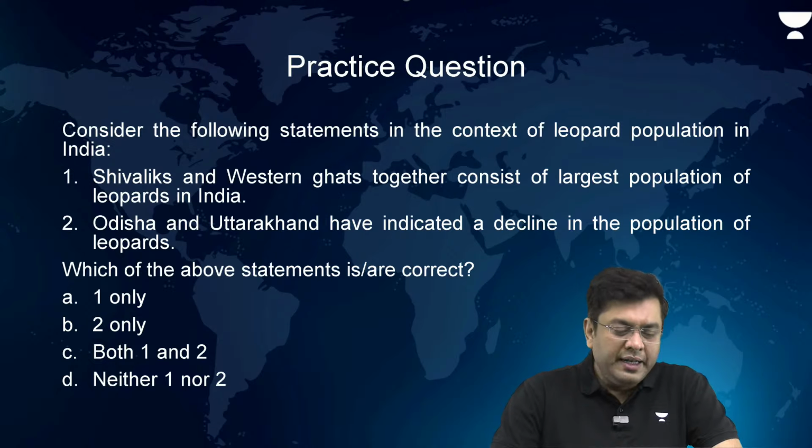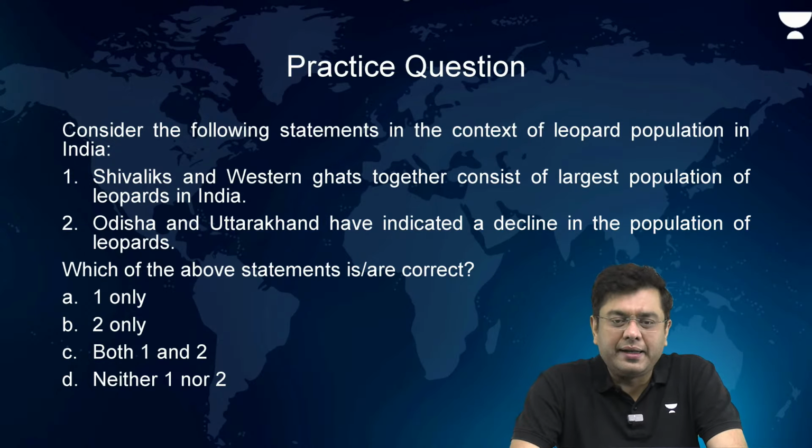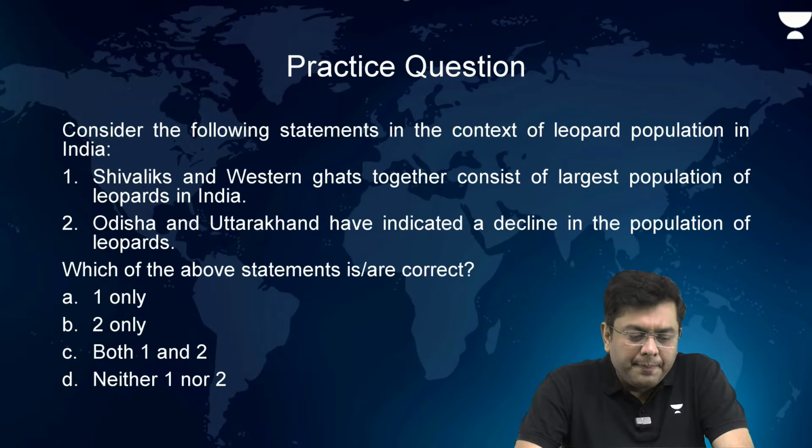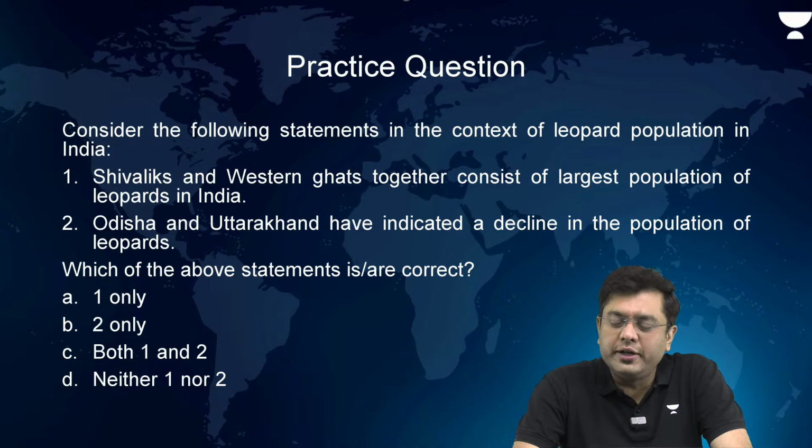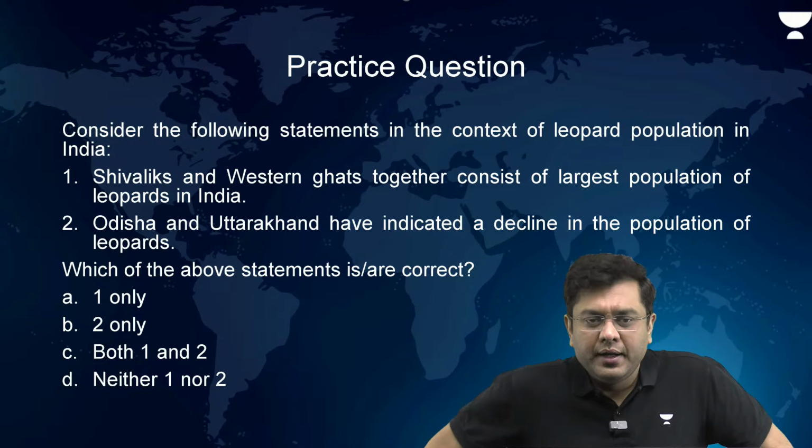Now, let us take a look at the practice question. Consider the following statements in the context of leopard population in India. Shivaliks and Western Ghats together consist of the largest population of leopards in India. Odisha and Uttarakhand have indicated a decline in the population of leopards. Let me know what is the correct answer.